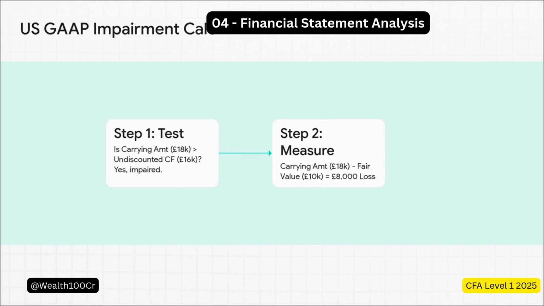Now let's do the same thing for US GAAP. Step 1. Is the $18,000 carrying amount greater than the $16,000 in undiscounted cash flows? Yes, it is. So we know it's impaired. Now we go to step 2. We measure the loss. That's the carrying amount minus the asset's fair value. So $18,000 minus $10,000 gives us an $8,000 loss. See? A very different result.